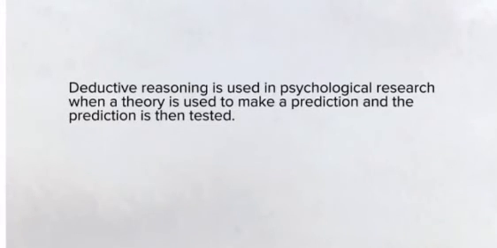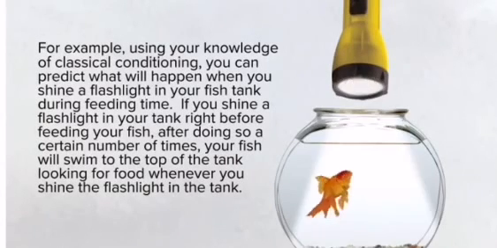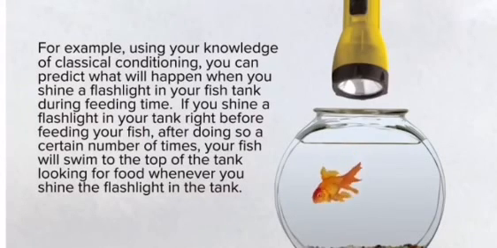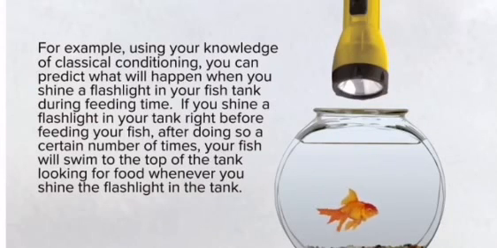Deductive reasoning is used in psychological research when a theory is used to make a prediction and the prediction is then tested. For example, using your knowledge of classical conditioning, you can predict what will happen when you shine a flashlight in your fish tank during feeding time. If you shine a flashlight in your tank right before feeding your fish, after doing so a certain number of times, your fish will swim to the top of the tank looking for food whenever you shine the flashlight in the tank.